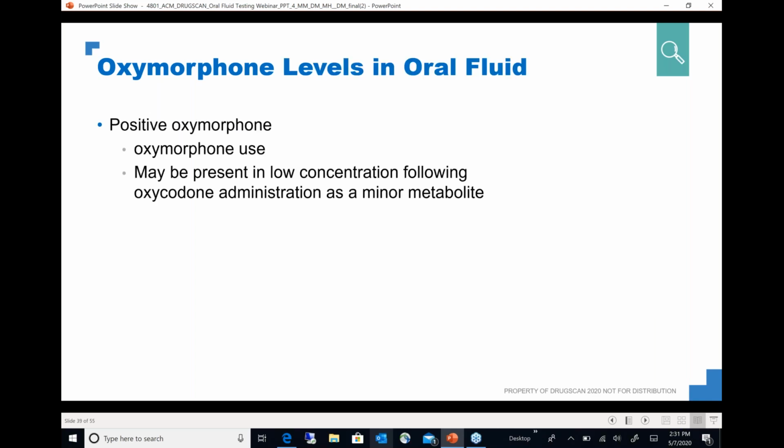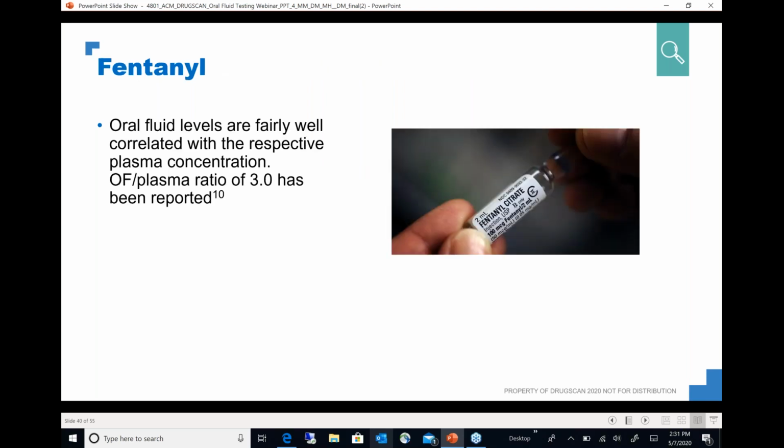If we do find a positive oxymorphone, generally speaking, it's going to be oxymorphone use. It may be present in low concentrations following oxycodone, but more likely than not, it means that the individual did use oxymorphone. This is a conversation that the clinician has to have with the patient and consult with DRUGSCAN if they're interested in taking a little more dive into the data.